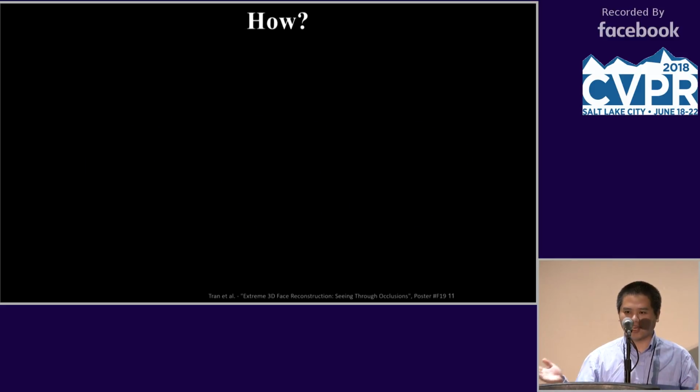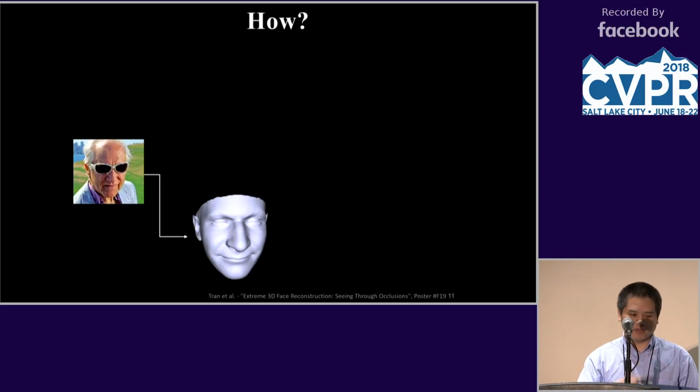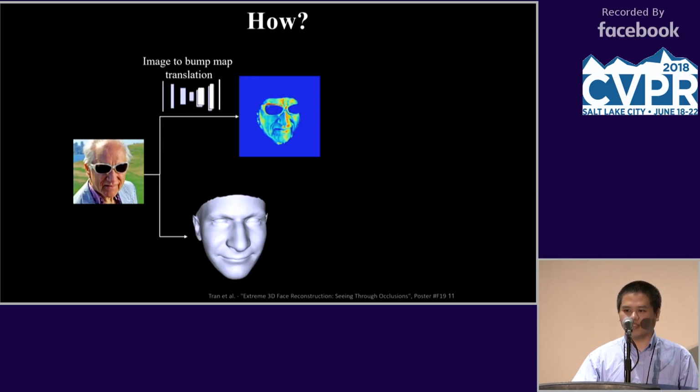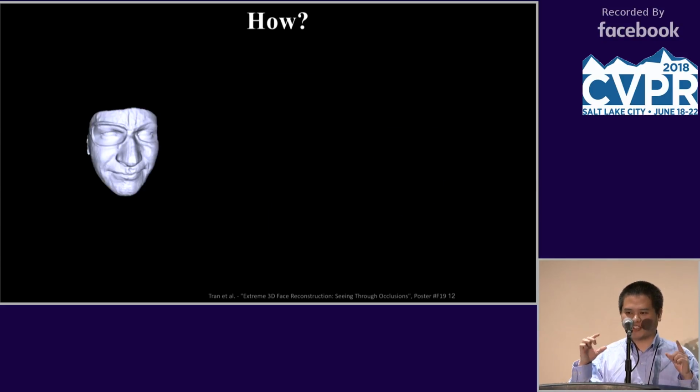How can we do so? Given this input image, first, we need to estimate the foundation shape using the model-based methods. And then we estimate the details in the form of a 2D bump map using a deep network. And then we combine them together to get a detailed mesh. You can see that this mesh still has occlusion. I mean the glasses here.